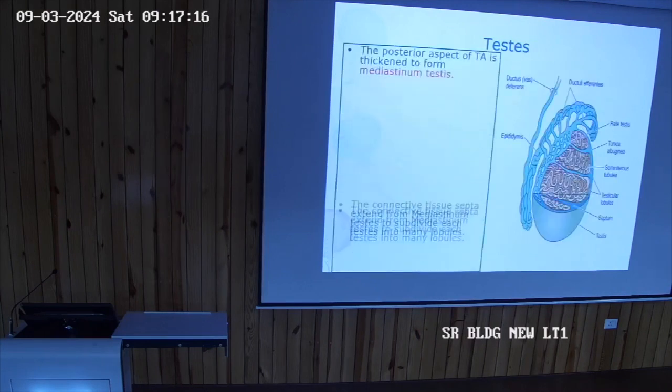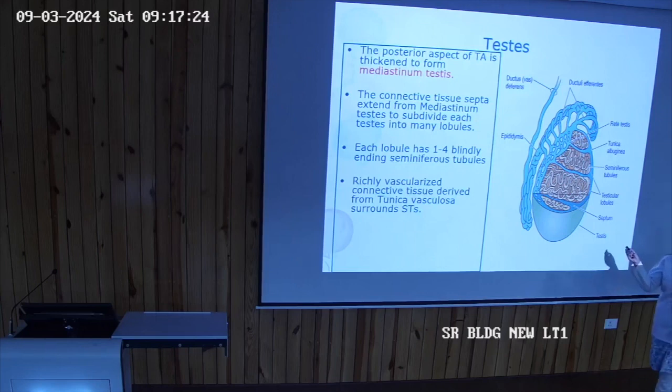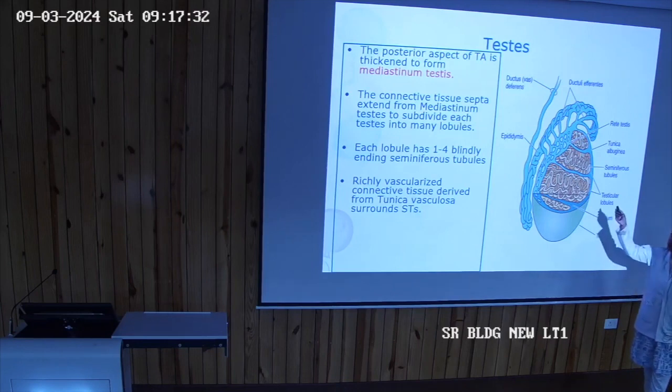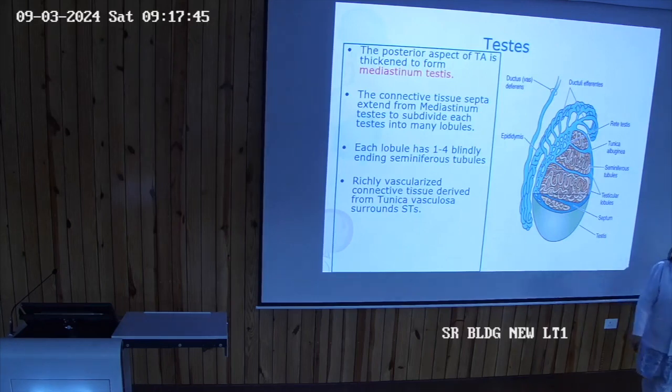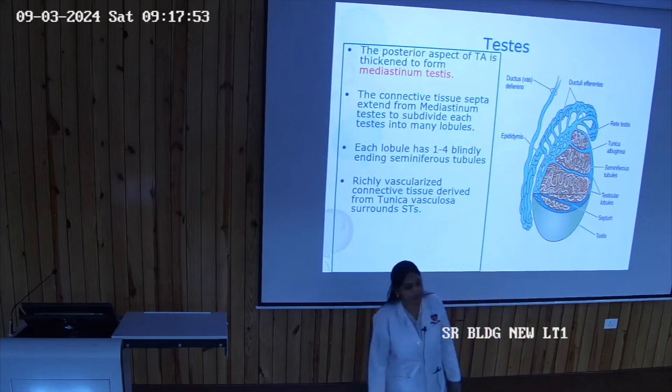And then the mediastinum testis, and then you know the course of this duct system. These seminiferous tubules then form straight tubules. These straight tubules enter into the mediastinum and form the rete testis. Rete testis then forms 12 to 15 efferent ductules, which enter into the epididymis. This comma shaped part here is the epididymis. It has a head, body, and tail. Then it continues into the ductus deferens, which unites with the duct of the seminal vesicle to form the ejaculatory duct, which opens into the prostatic urethra.